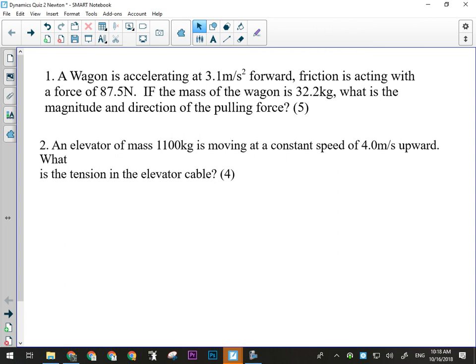So we got our two basic collinear Newton's second law questions here. First one is a wagon that's accelerating at 3.1 meters per second forward. We have friction acting with a force of 87.5 newtons. What do we have to know about friction? What does it always do? Yeah, it always opposes or goes against. So it's going to be a backwards force. The mass of the wagon is 32.2 kilograms. We're looking for the magnitude and direction of the pulling force.